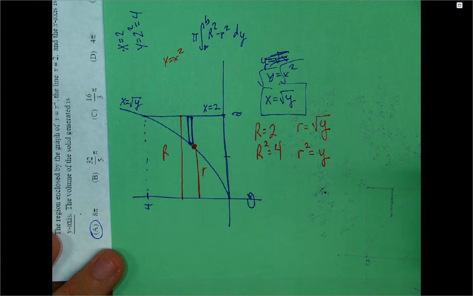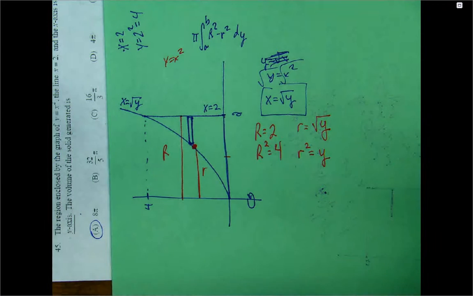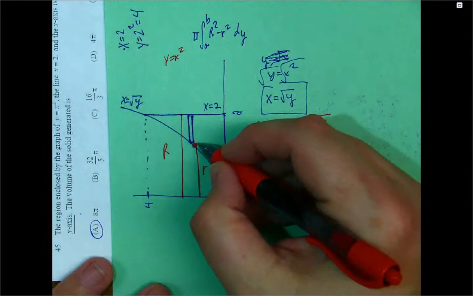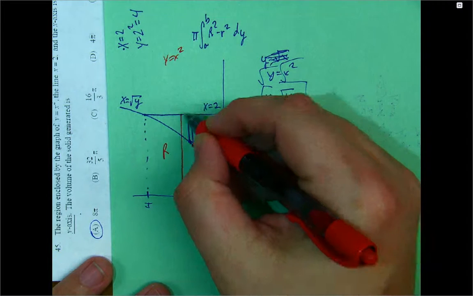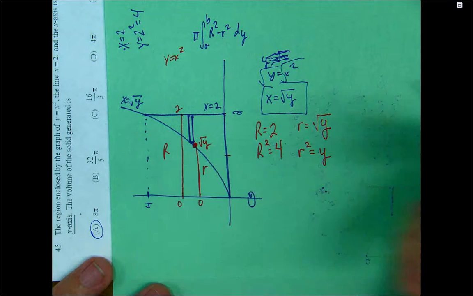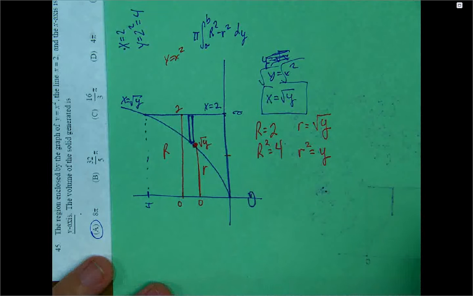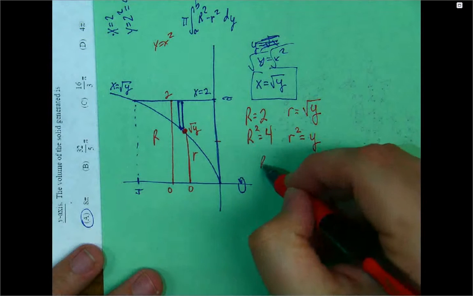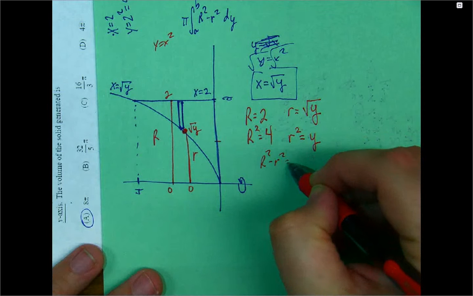Now, like I said, this is doing the same thing as what we would do if we were going around the x-axis. That's the square root of y, that's 2. And that's a 0, that's a 0. So we can figure out the lengths of big R and little r. So now, if I take big R squared minus little r squared, that's 4 minus y.